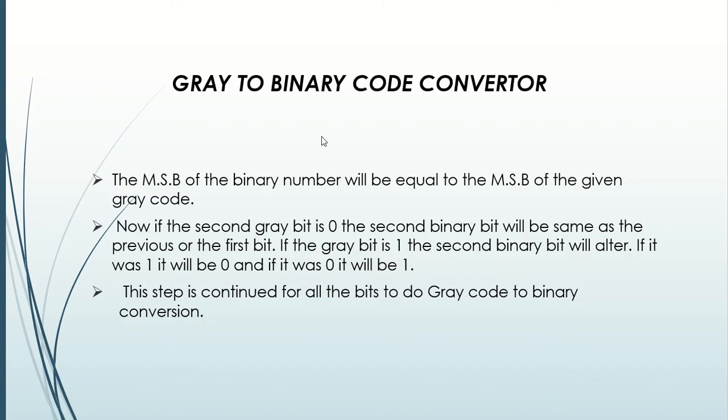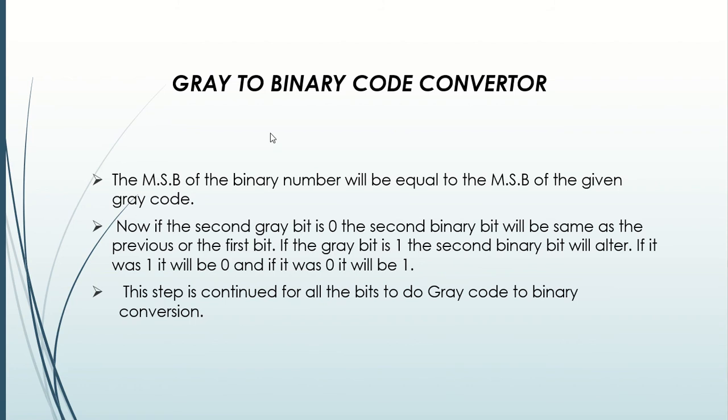Now let's see the gray to binary code converter. The most significant bit of the binary number will be equal to the most significant bit of the given gray code. Now if the second gray bit is 0, the second binary bit will be the same as the previous, the first bit. If the gray bit is 1, the second binary bit will alter. If it was 1, it will be 0. If it was 0, it will be 1. The step is continued for all the bits to do the gray code to binary conversion.